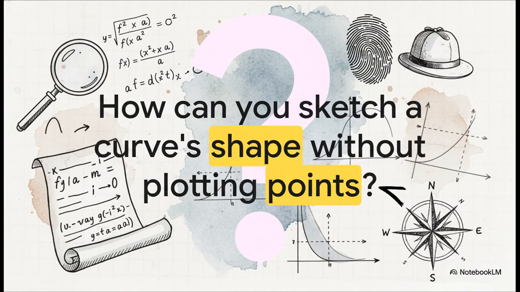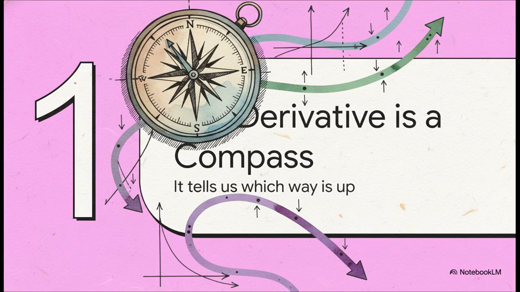The derivative. The best way to think about the first derivative is, it's like a compass. It doesn't tell you your exact coordinates on a map, but it tells you which way you're headed. Is the function going up? Is it going down? The derivative always knows.